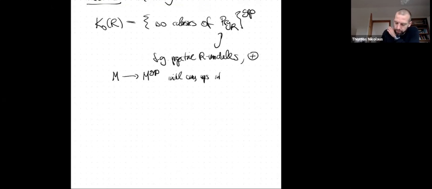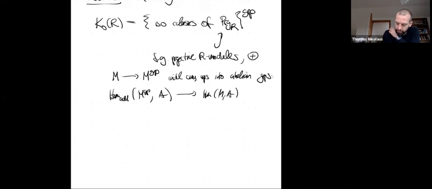Sorry, I'm saying something everyone knows. So this means homomorphisms, additive maps from the group completion into any abelian group A is the same as homomorphisms from M into A, additive maps, right? That's the universal property of group completion. And that's what I do to these isomorphism classes of finitely generated projective modules. That's K_0 of R.